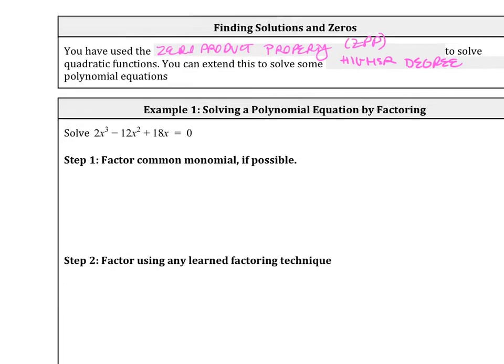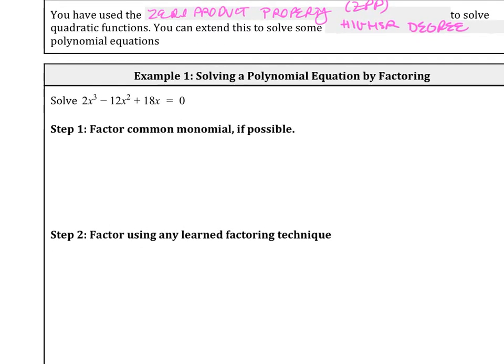So we're going to solve a polynomial equation by factoring. We have 2x cubed minus 12x squared plus 18x equals 0. So we always look for factoring a common monomial, or our GCF. So what can we divide out of all three? We can divide out a 2x. So we divide out a 2x, we are left with x squared minus 6x plus 9.